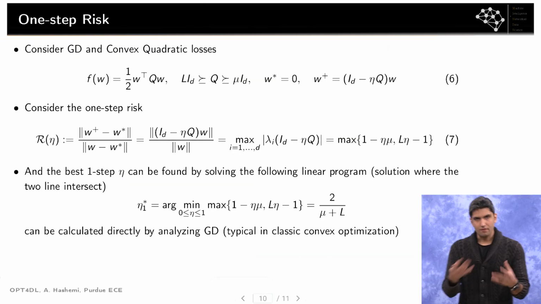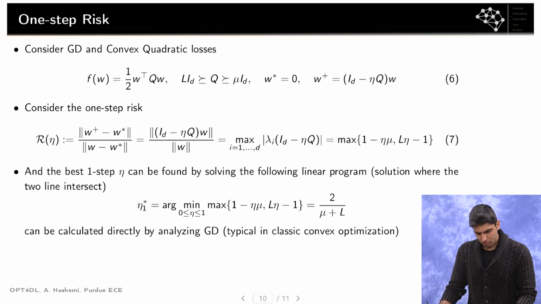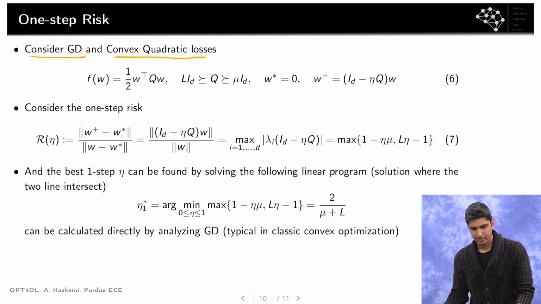All right. So I've been talking about this risk. Let's see what I mean by risk. And to do that, I'm going to consider a very simple optimization algorithm and a very simple function that we want to minimize. Namely, let's consider gradient descent. There is no stochasticity or anything like that here, right? And also let's consider a convex quadratic loss. So without loss of generality, I'm going to assume that the loss is going to look something like this.